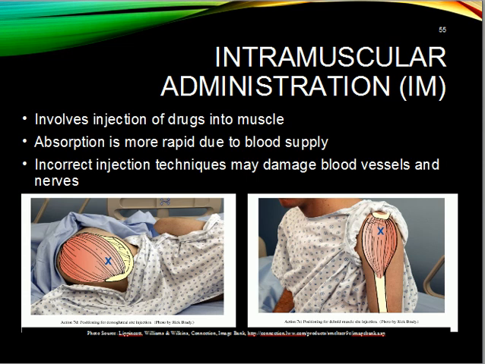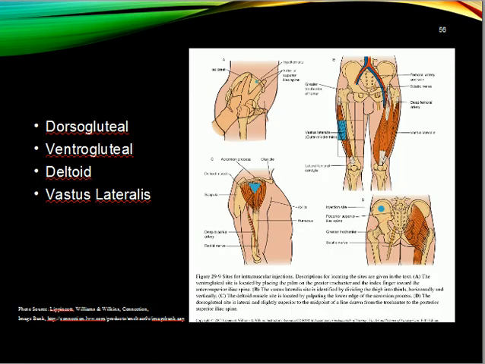Intramuscular administration involves injection of drugs into muscle. Absorption is more rapid due to blood supply, and incorrect injection techniques may damage blood vessels and nerves, so be very careful. There's dorsogluteal, ventrogluteal, deltoid, and vastus lateralis.